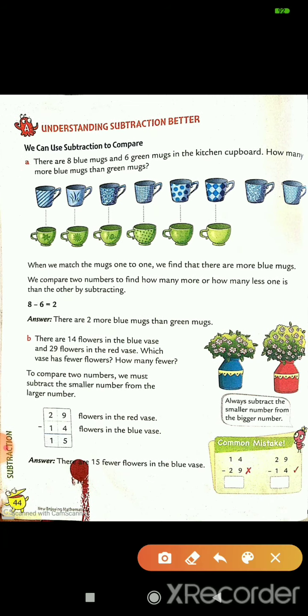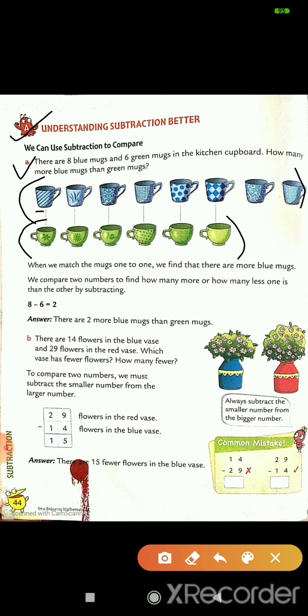So let us start with our textual part. Here also some examples are there. A. There are 8 blue mugs and 6 green mugs in the kitchen cupboard. How many blue mugs? 8. And how many green mugs? 6. How many more blue mugs than green mugs?